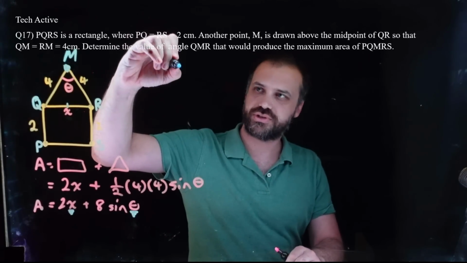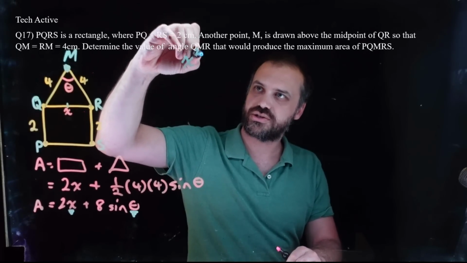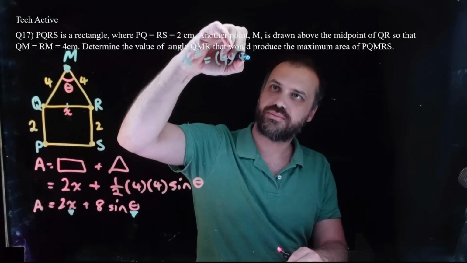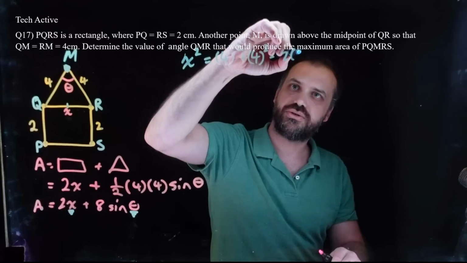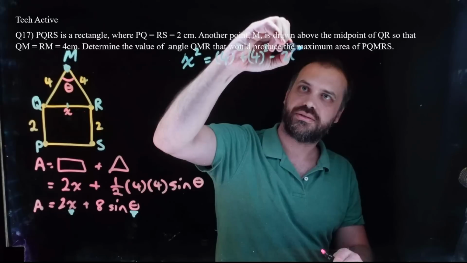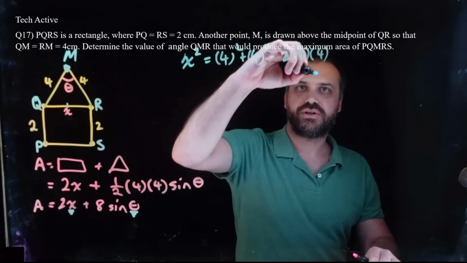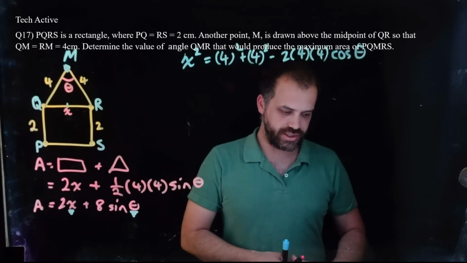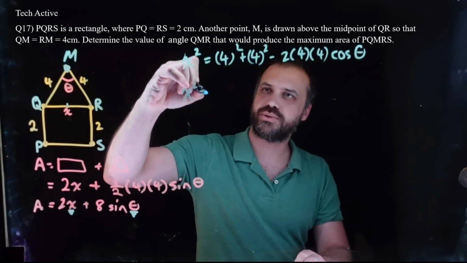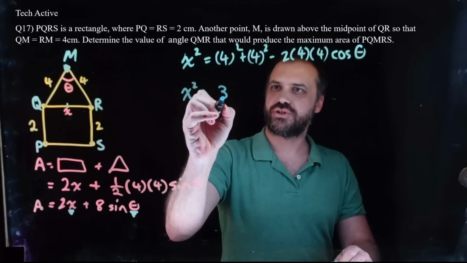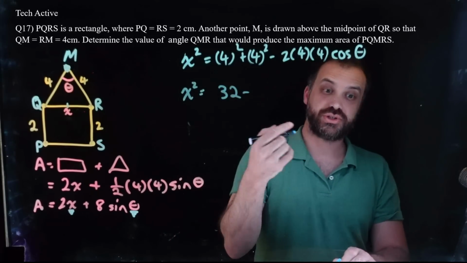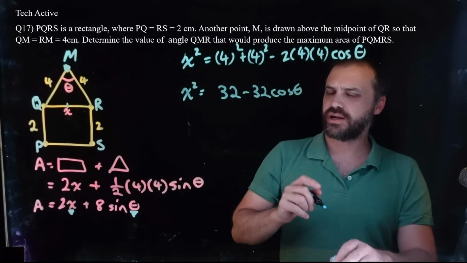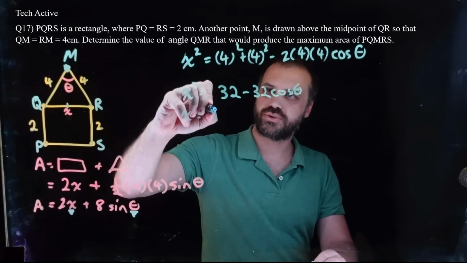So cosine rule says that x squared equals a squared plus b squared, minus 2 times 4 times 4, cosine the angle between them. Okay, I've gone a little high, but you get the idea. Now I can go a little further with this because I can say that x squared equals 16 plus 16, which is 32, minus 2 times 4 times 4, which is also 32 cos theta. And I can say that x is equal to the square root of that.